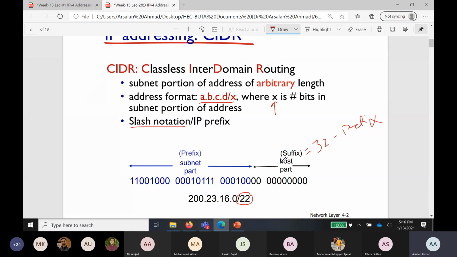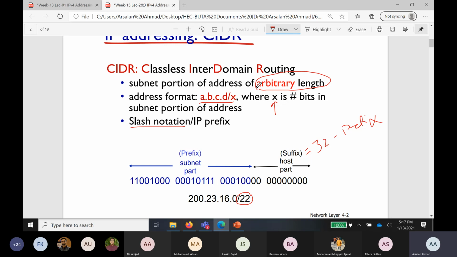Now, what advantage do we get by doing that? What we are basically doing is removing the rigidity of the classful addressing scheme, and we are saying that there is no concept of classes. The whole IP address space is available, and you can have a subnet portion of arbitrary length. This is very important. You just use slash notation, and that's it.